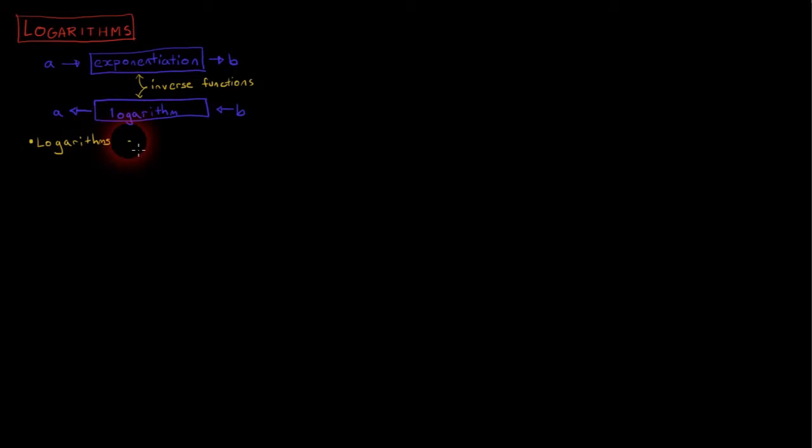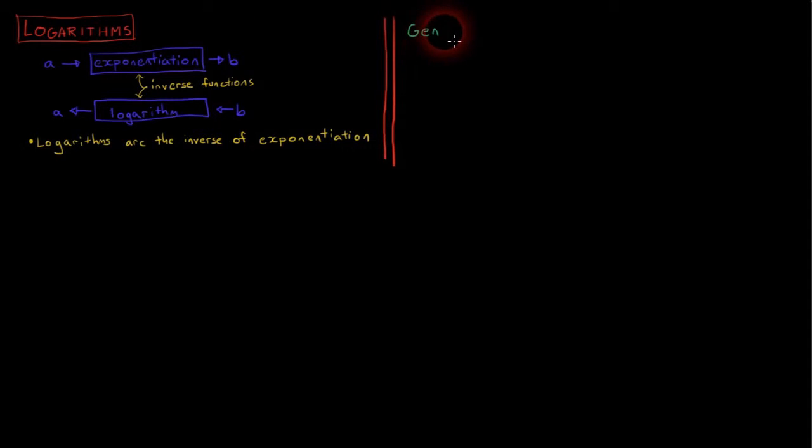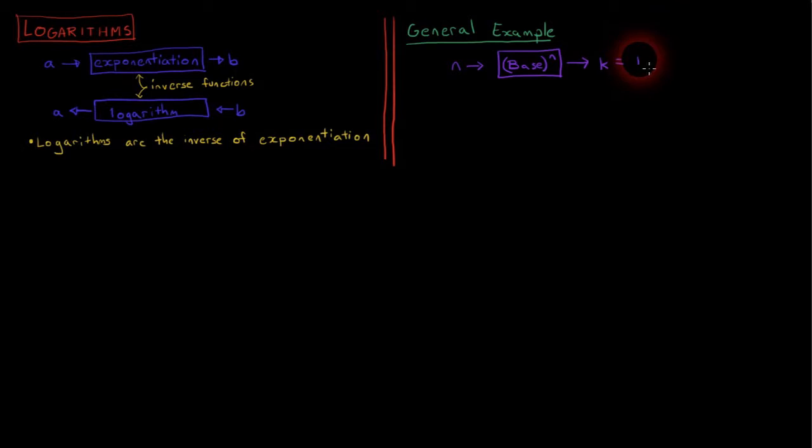Now that we've established exponentiation, we need to consider the inverse of exponentiation. We call the inverse of exponentiation the logarithm. In general, you have an input n, a function which raises a given base to the variable n, and an output k, which is equal to base to the power of n.